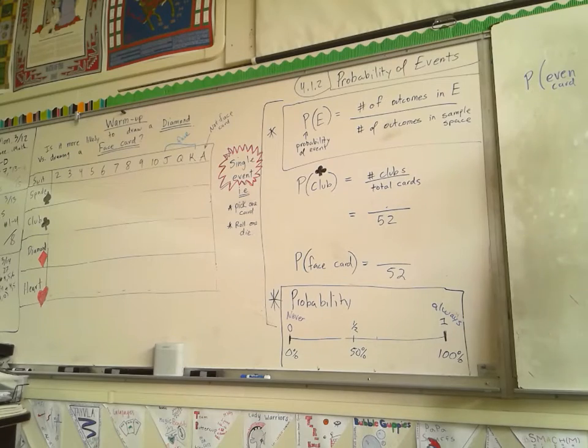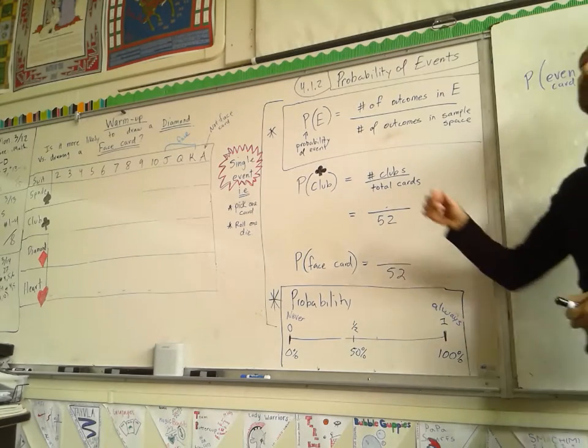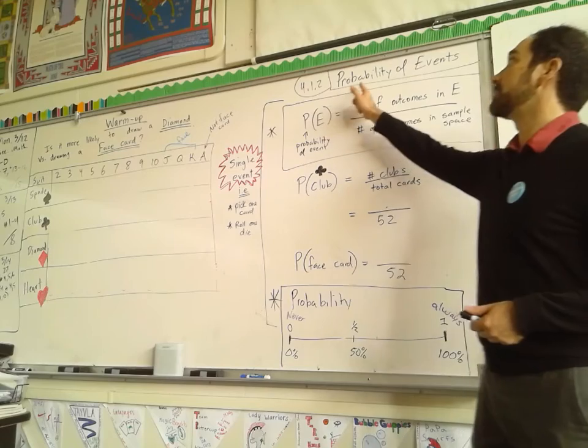All right, so today is 4.1.2. We're talking probability of events.